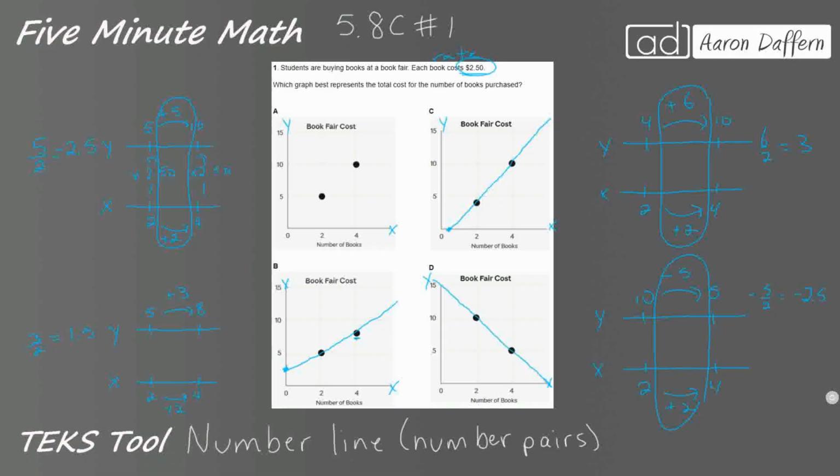The more books you buy, the less they cost. The less books you buy, the more they cost. That's not how sales work. So those don't work. Our answer here is going to be A.